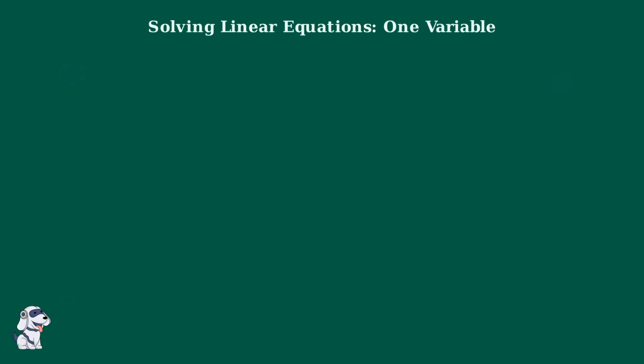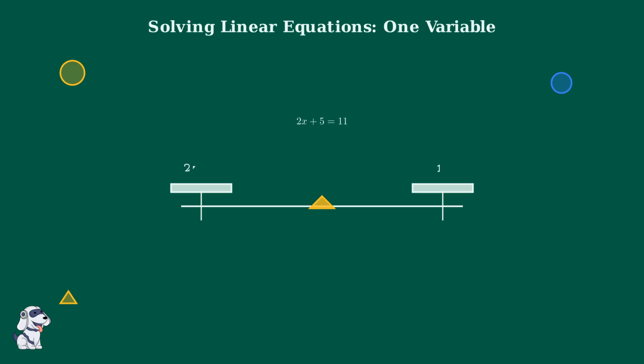Now we'll learn how to solve linear equations with one variable. The key is to isolate the variable by performing the same operations on both sides of the equation. Let's start with this equation. 2x plus 5 equals 11. Our goal is to find the value of x. Think of an equation like a balance scale. Both sides must be equal. Whatever we do to one side, we must do to the other side to maintain balance.